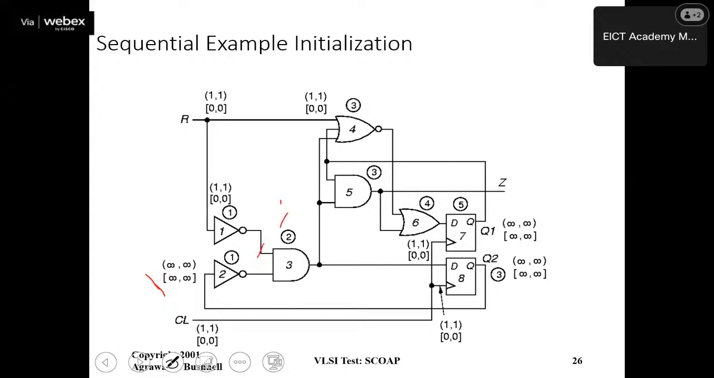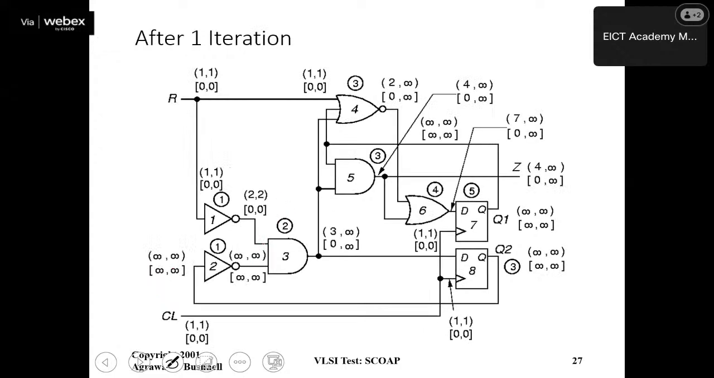These are 2, 2. So now for the AND gate, I can calculate. How will I calculate? This is the first iteration. So now I am here. Both of these are 0, 0. The reason being, when I am crossing this inverter, I'll be using the sequential controllability of 0 equal to of output. Let's say output is A of the inverter.